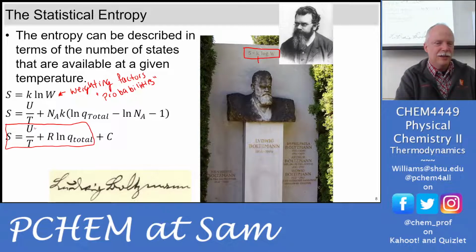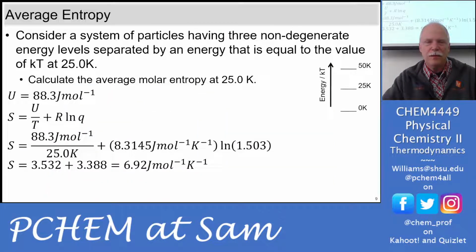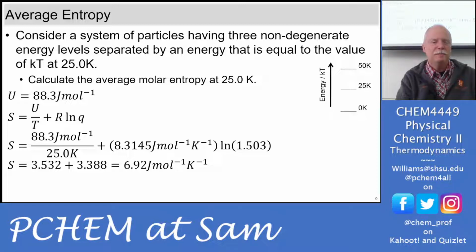And so we have the internal energy, we know the gas constant, we have our partition function, we know the temperature, so we can calculate our statistical entropy for our three-level system. So let's do that now. So again, the same energy level, the same text to set up that energy level diagram. And so we need to calculate the average molar entropy at 25 Kelvin. So we have this internal energy of 88.3. We have the partition function. We have the gas constant. We have the temperature. So we can put all of these factors in here. So this was Q. This was R.